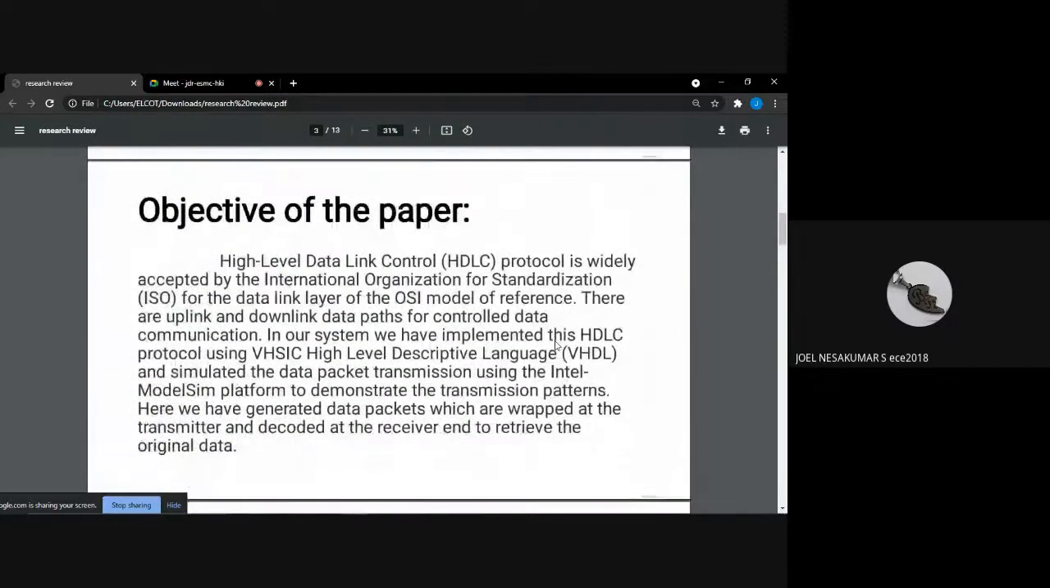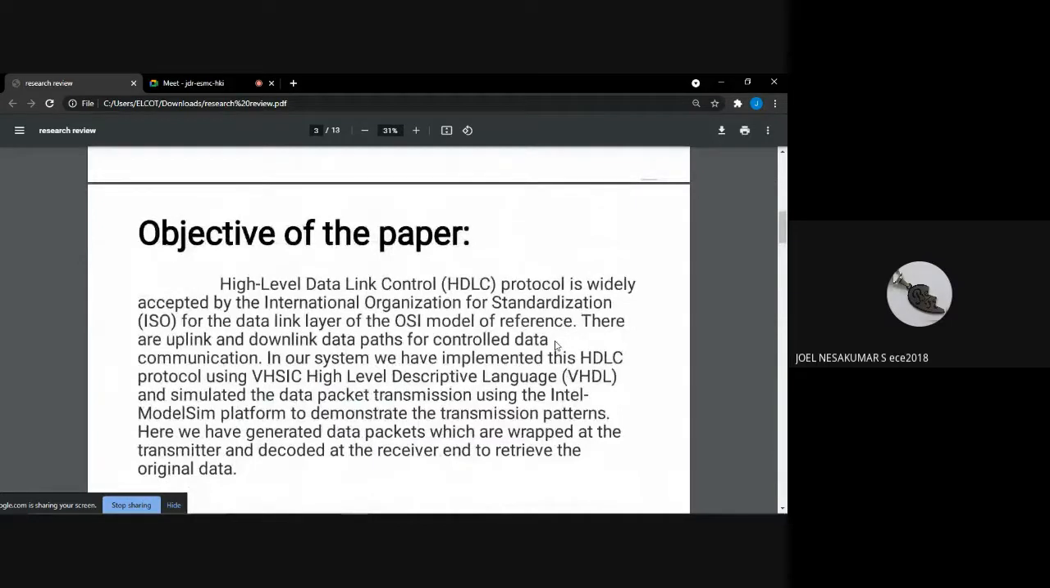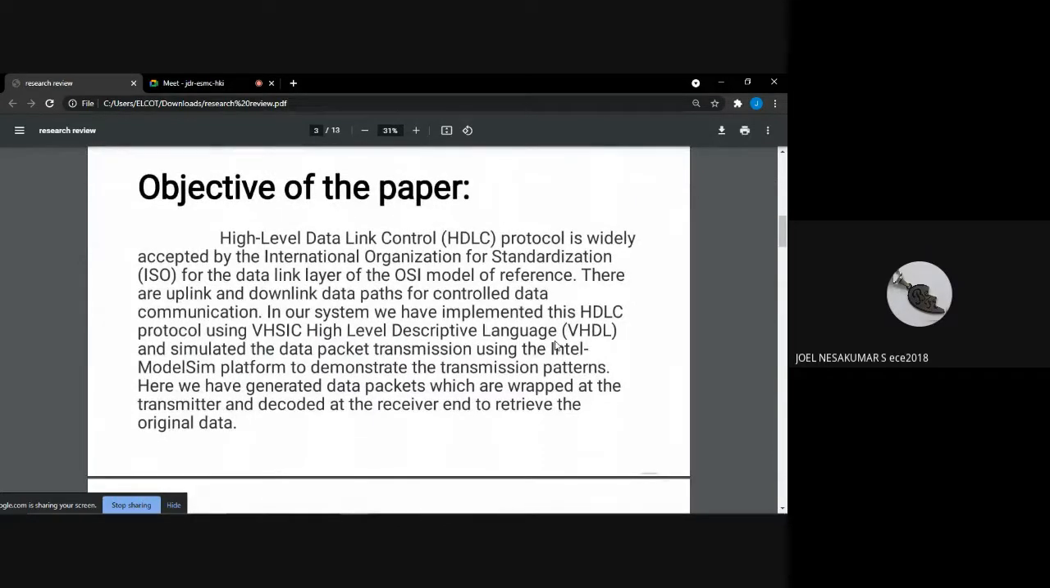Now we are going to see the objective of the paper. We all know HDLC protocol is a protocol in the data link layer, and this protocol is accepted by the ISO. And there are uplink and downlink data paths for control data communication also. Here we have implemented this HDLC protocol using VHDL coding and simulated the data transmission using the Intel ModelSim platform to demonstrate the transmission patterns.